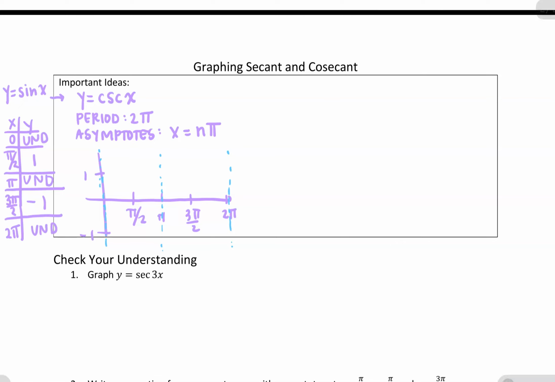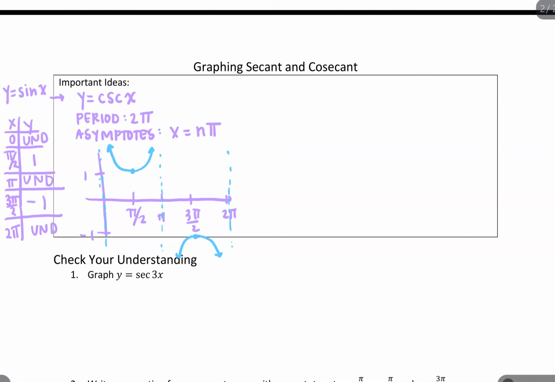So at pi over 2, we're going to be up at what? At 1. And at 3 pi over 2, we're going to be where? Down at -1. So we're going to have a U going towards our asymptotes, going towards infinity. So we're going to go up. If you can imagine that sine graph fitting in between there, basically at the peaks we're going to be opening up, and at the valleys we're going to be opening down. Okay?